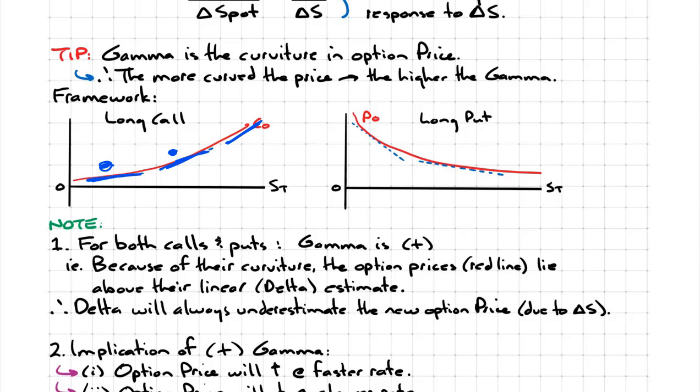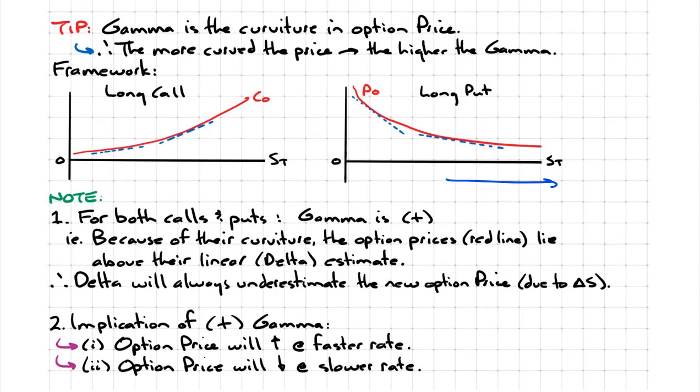And it's the same exercise with the long put position. Again, delta is represented by the slope at a point. So if you look at the slope here, delta is pretty steep. But then as the spot price keeps increasing, you can see that delta actually decreases as the spot price increases. And again, gamma represents the rate of change in delta as the spot price changes. Now note, for both calls and puts, the gamma is positive.